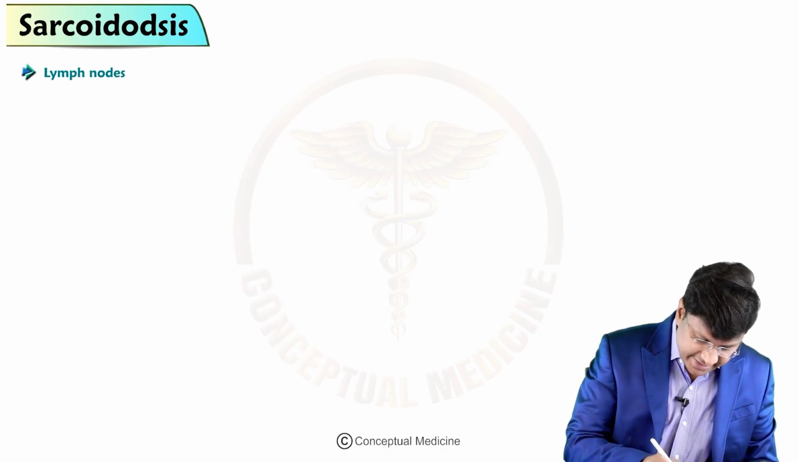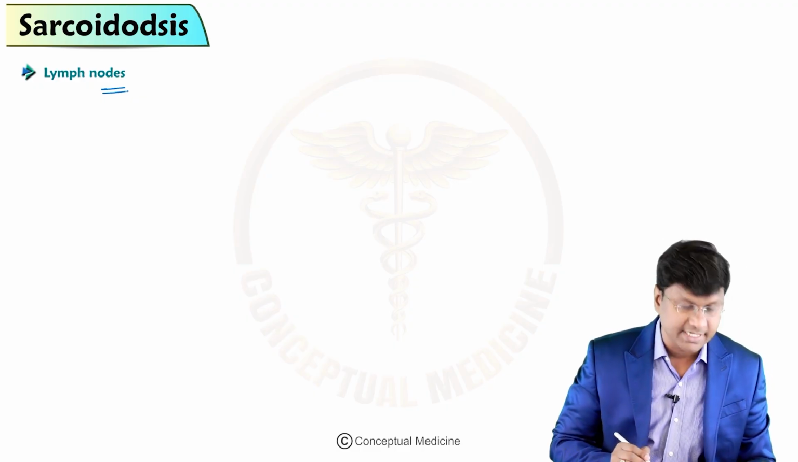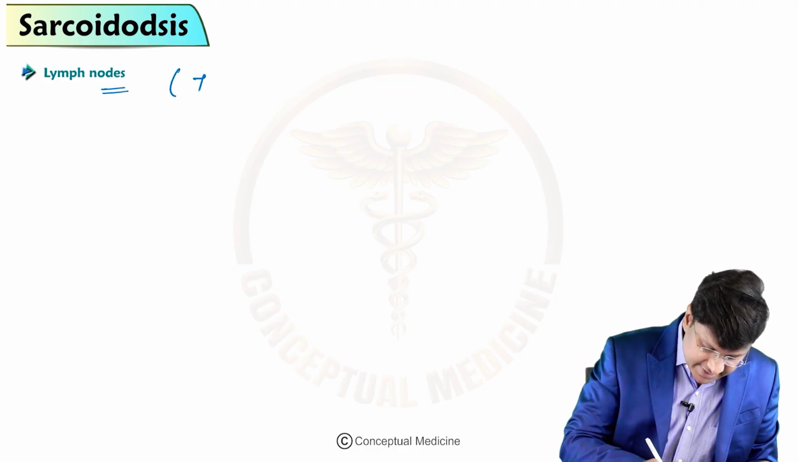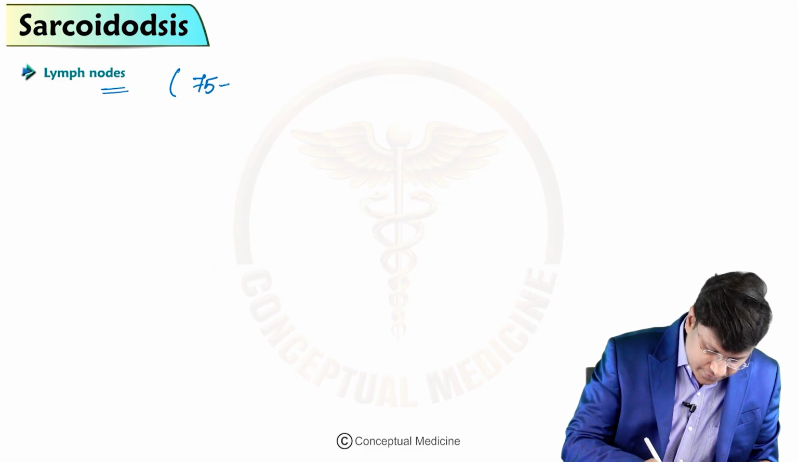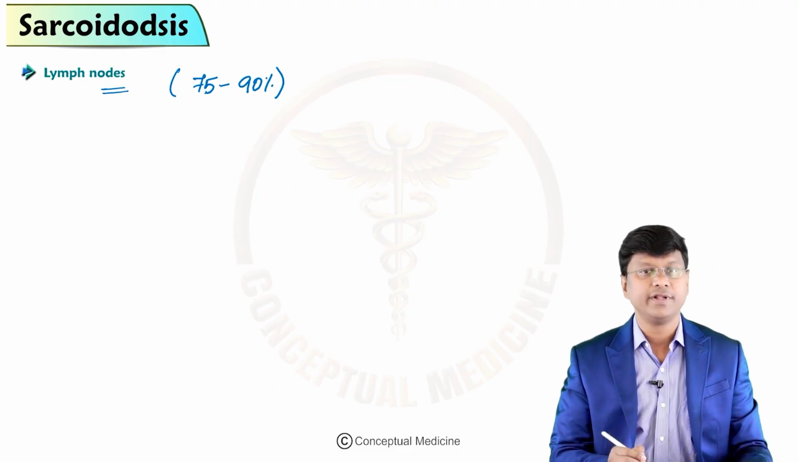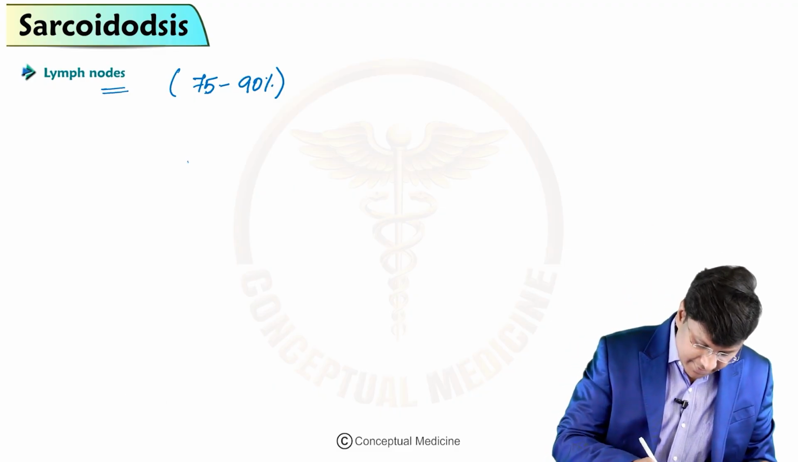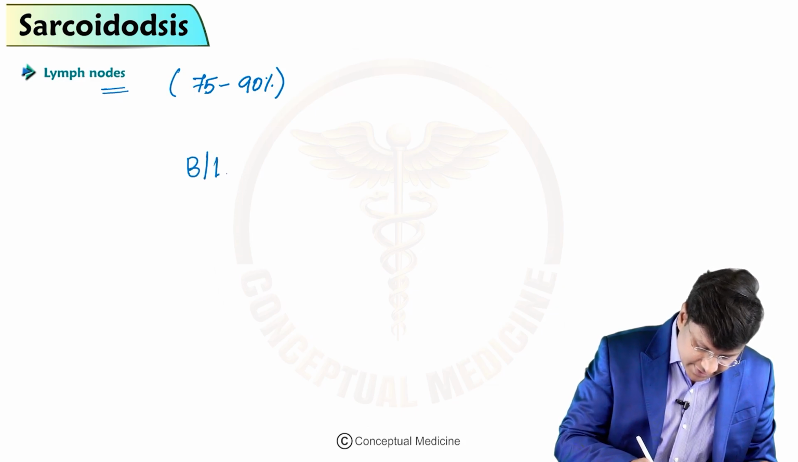The next important structures affected in sarcoidosis are the lymph nodes. Lymph node involvement is around 75 to 90%. And please remember, the hallmark of sarcoidosis is the presence of bilateral hilar lymphadenopathy.